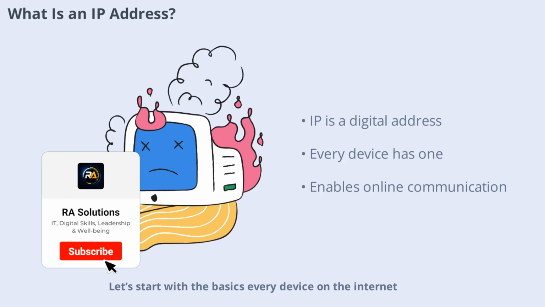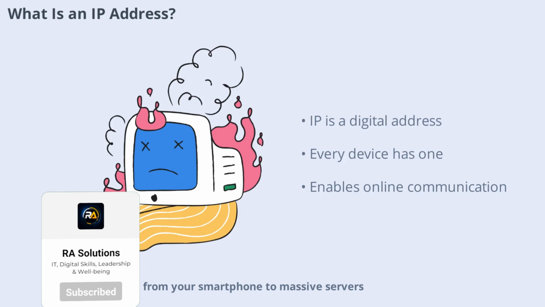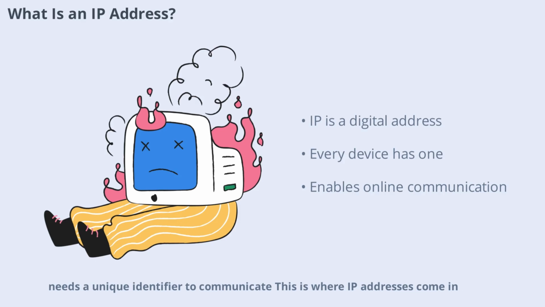Start with the basics. Every device on the internet, from your smartphone to massive servers, needs a unique identifier to communicate. This is where IP addresses come in. Think of an IP address as the digital address for your device, much like your home address in the real world. When you send a message or request a website, your device uses its IP address to let the internet know where the information should go and where it came from. Without IP addresses, the internet simply wouldn't know how to deliver data to the right place.